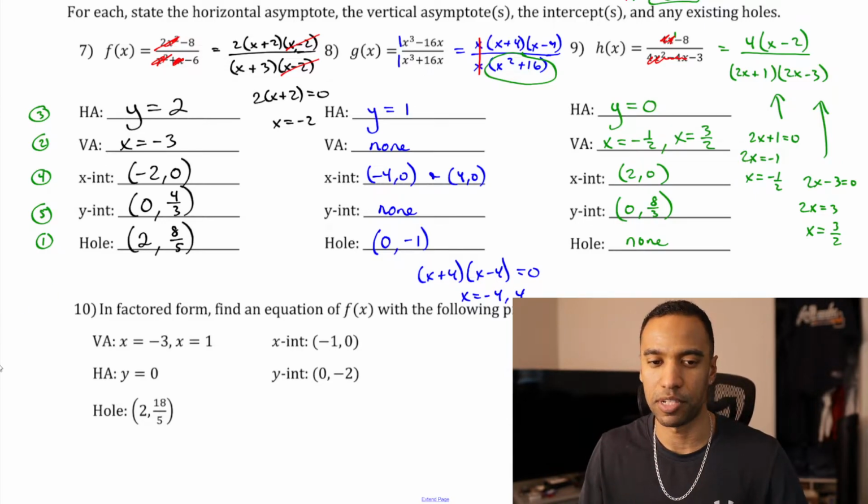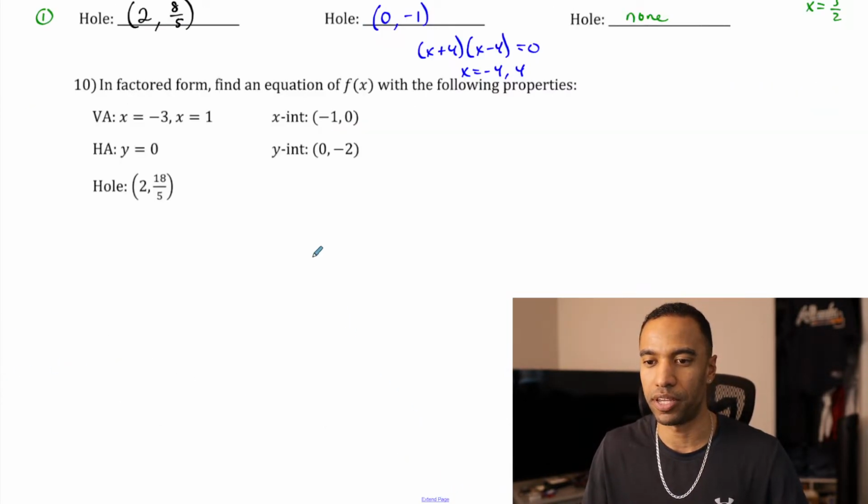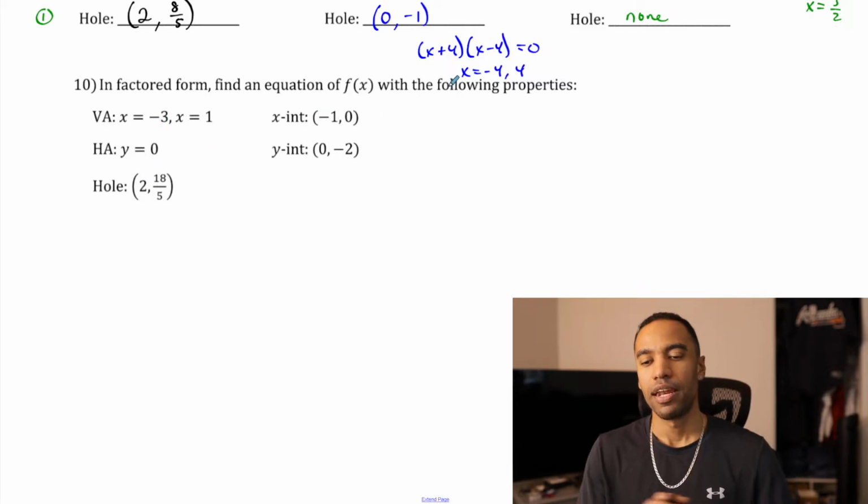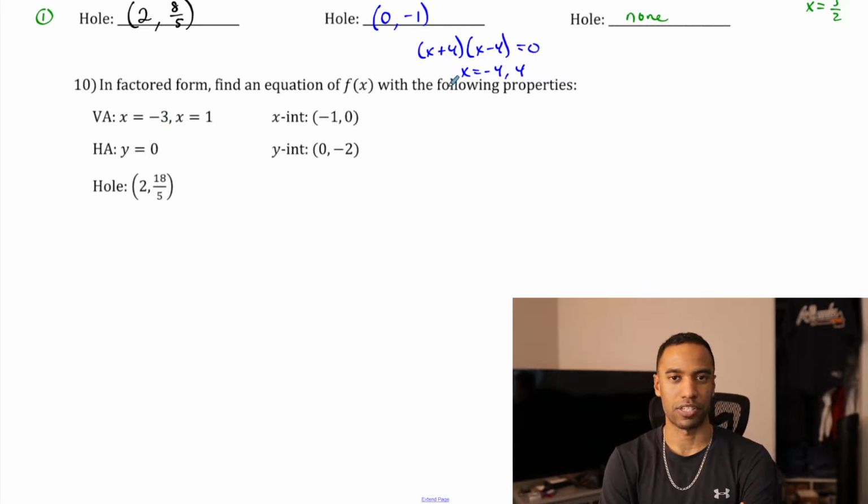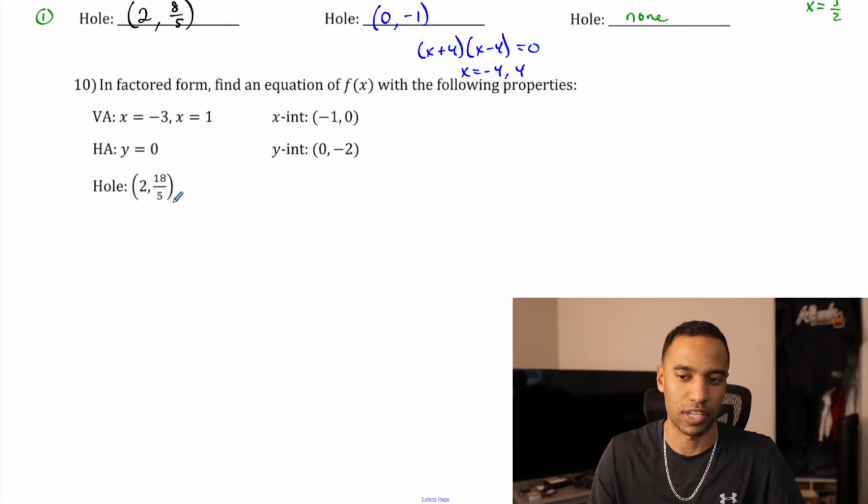Moving on forward to number 10. New kind of problem as well here. In factored form, find an equation of f of x with the following properties. Vertical asymptotes, hole, etc., etc. Now, the interesting thing about this here is I don't really know what to say about that hole for now when it comes to the y value.